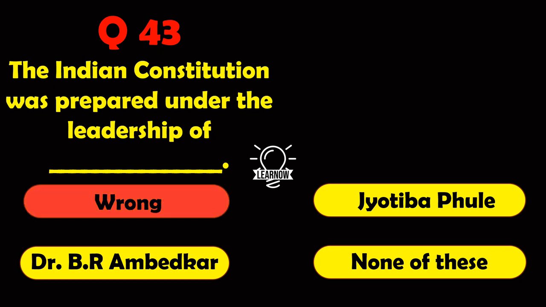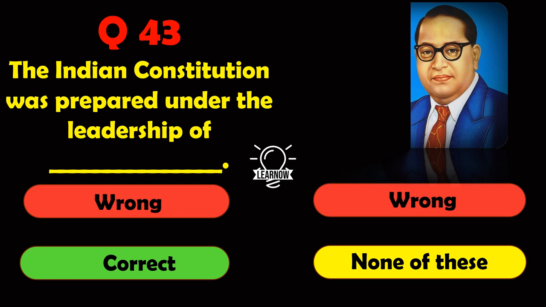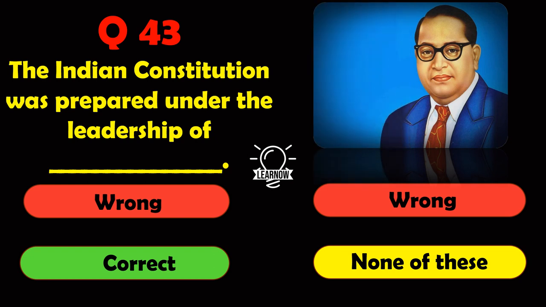Mahatma Gandhi is wrong. Jyotiba Phule is also wrong. So is it B.R. Ambedkar or none of these? So B.R. Ambedkar is the correct answer. We all know that Dr. Bhim Rao Ambedkar is called the father of the Indian constitution. So under his leadership, the constitution of India was prepared.